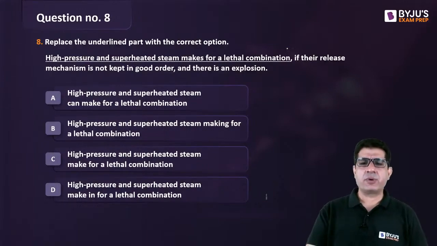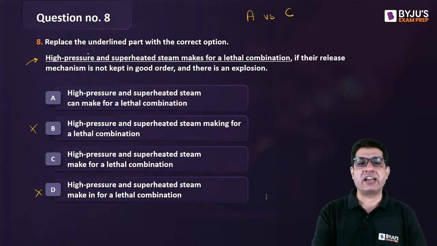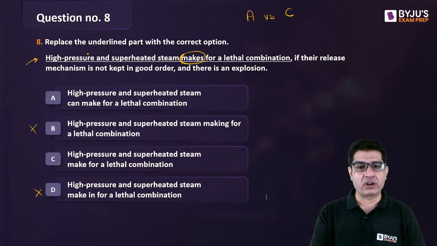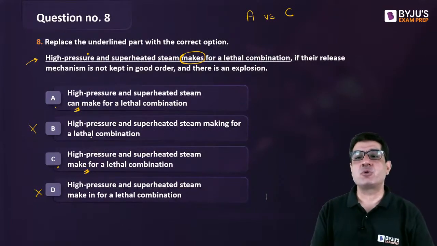So I think we are basically talking about A versus C, right? So B and D are ruled out. The problem with this sentence is high pressure and superheated steam. These are two different nouns, so we cannot use a singular verb. It should be a plural verb. So in A, can makes it correct. In C, we are using a plural verb, so that makes it right. So which one of the two should we choose?